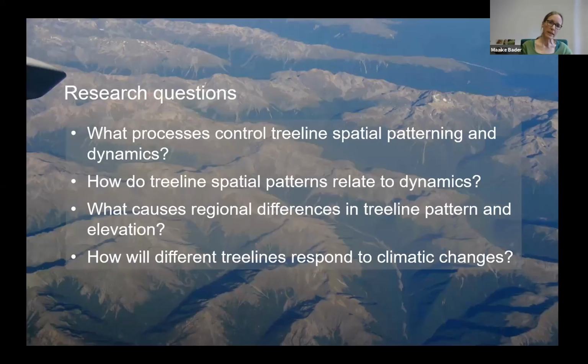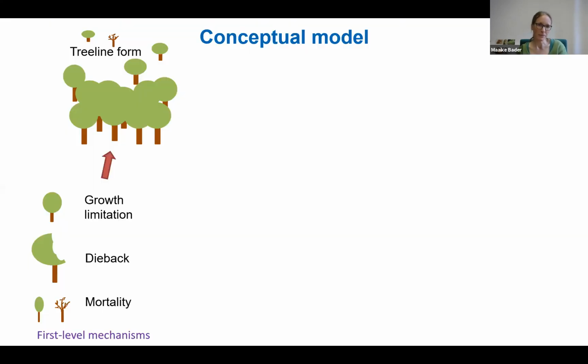So the research questions for these workshops were: what are the processes that control treeline spatial patterning and dynamics? That's sort of the important big question. Related to that, how do these spatial patterns relate to dynamics, in particular, of course, in response to climate change? What causes regional differences in these patterns and also in the elevation of the tree line? So these are related to each other as well, of course, the pattern and the elevation. And of course, how will different tree lines respond to climatic changes? So looking at global patterns in the patterns and global patterns in the dynamics.